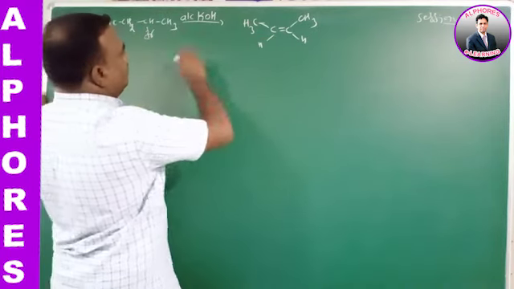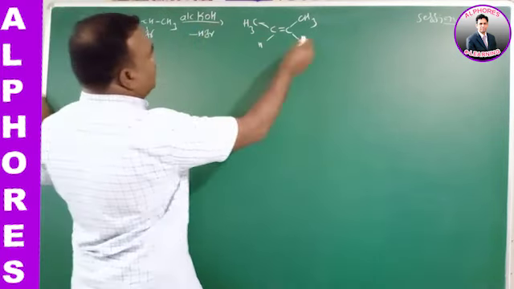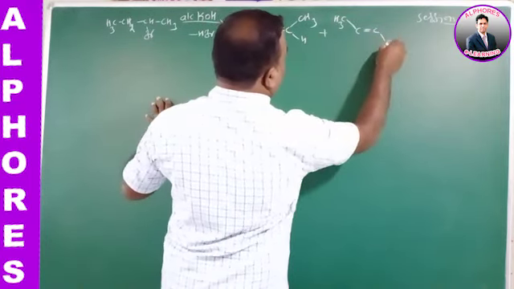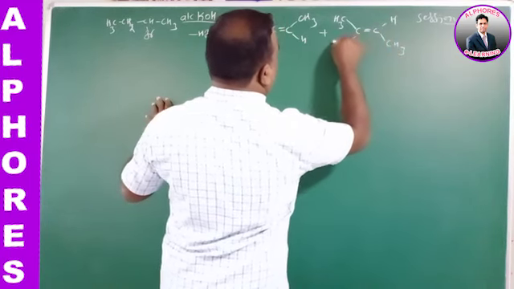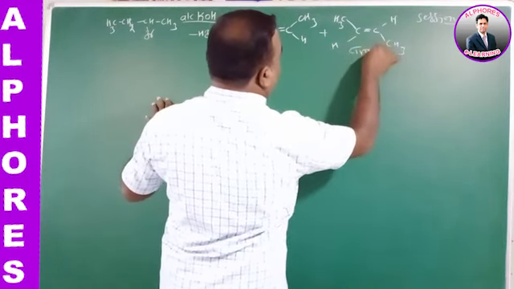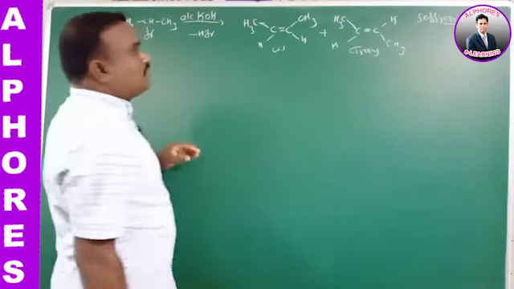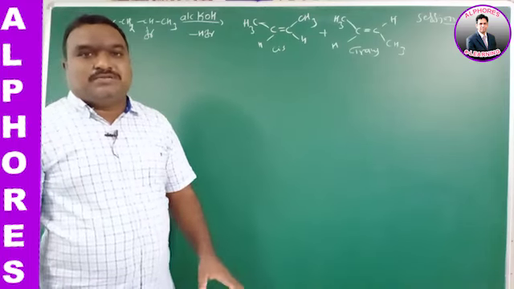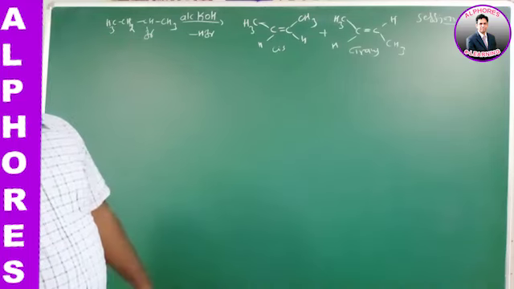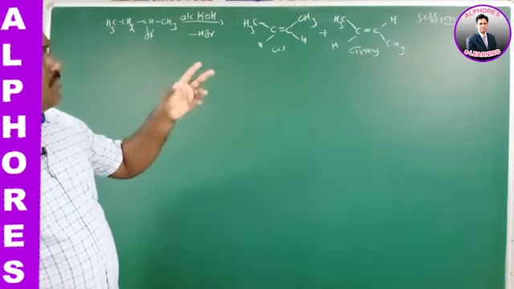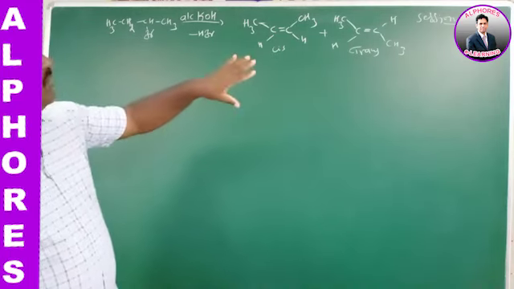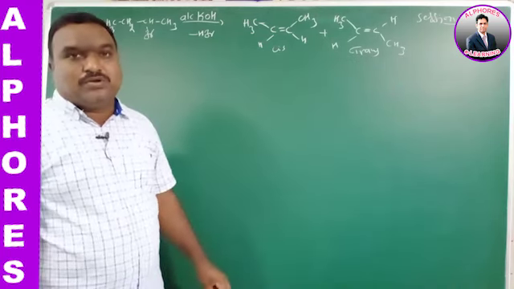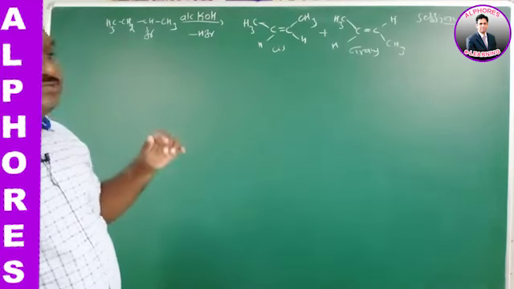Removal of HBr gives CH3, C double bond C, CH3, with H, the trans compound and the cis compound. You must always remember the first priority is given to trans, because the given alkene groups have the same number of alpha hydrogens. The trans compound is more stable when compared to the cis compound.